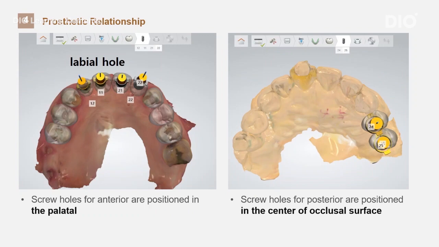From the prosthesis perspective, the screw hole direction for the anterior teeth needs to be directed toward the palatal and lingual side. It is because the prosthesis could look unaesthetic if the screw hole direction is toward the buccal side. Posterior teeth need to be planned by arranging the tooth virtually so that screw holes are situated at the center of the occlusal surface.